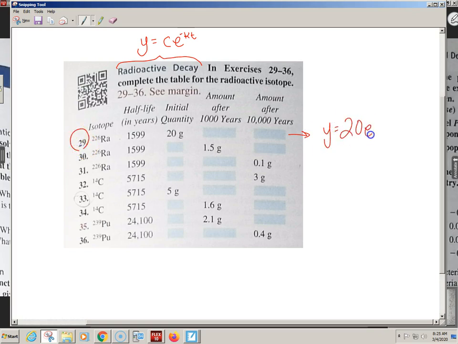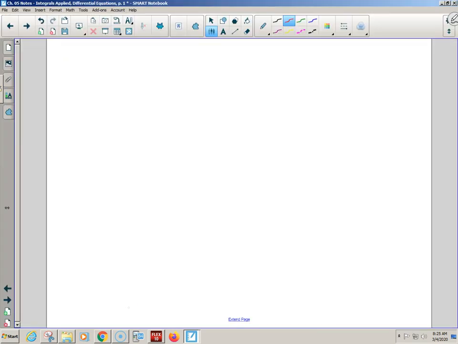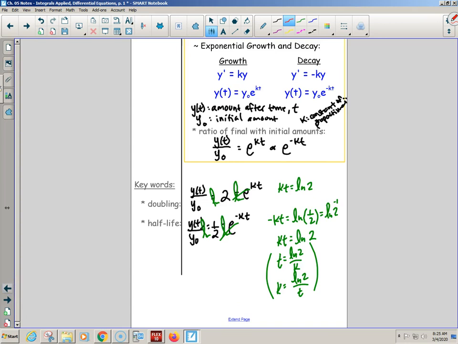as my initial amount. Now, what's going to happen to that amount as time passes? It's going down, and not just going down, but going down such that it's going to be half as much as it used to be when time is 1599. I used this idea of the ratio. If I'm thinking of doubling, then the ratio is going to be 2, or if I'm thinking of half-life, the ratio is going to be a half.